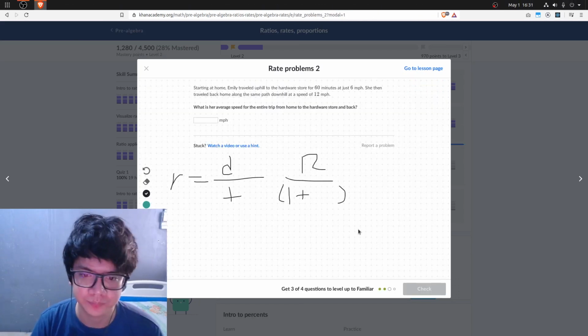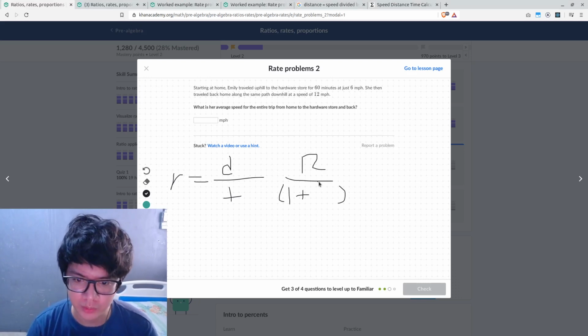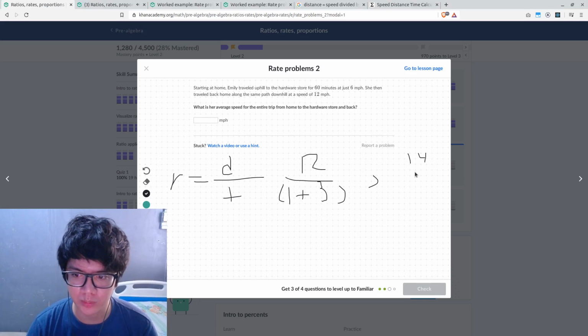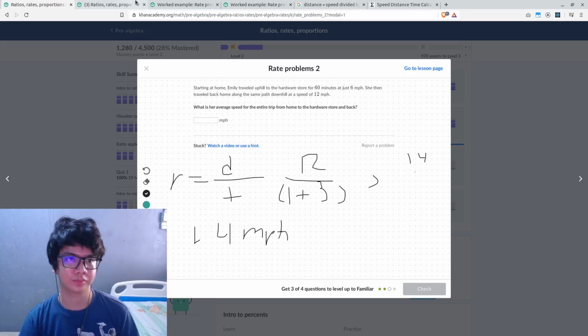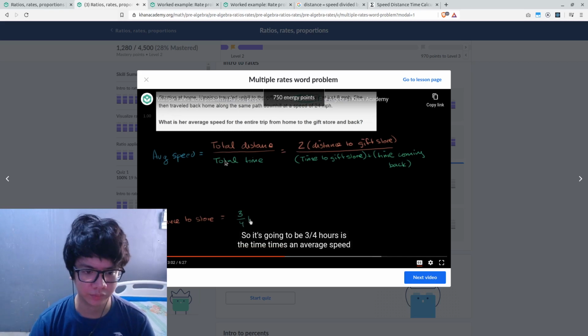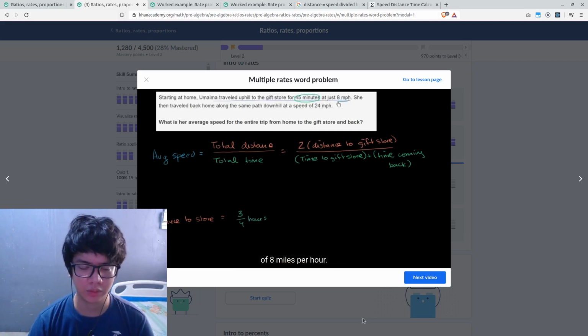So 45 minutes in hours. It's 45 minutes out of 60 minutes per hour. So that's going to give us 45 sixtieths, divide both by 15. That's the same thing as 3/4. So it's going to be 3/4 hours. 3/4 hours is the time, times an average speed of 8 miles per hour.